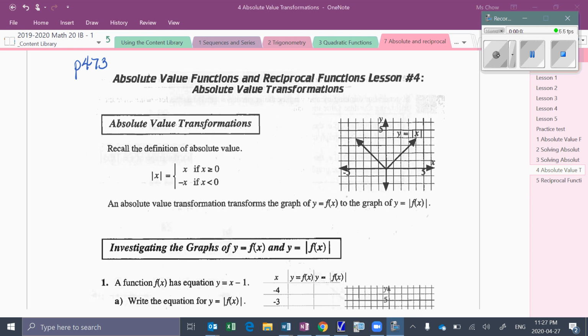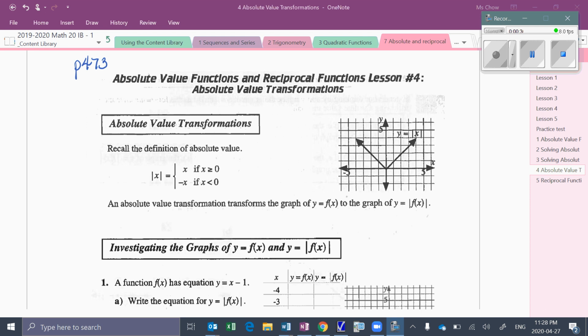So we're on page 473 of your Math 20 Absolute Value workbook, and today we're looking at absolute value transformations. I think at this point you should be pretty solid with this because we looked at this when we first introduced absolute value functions. So just a reminder, recalling the definition of an absolute value, we can rewrite this as a piecewise function.